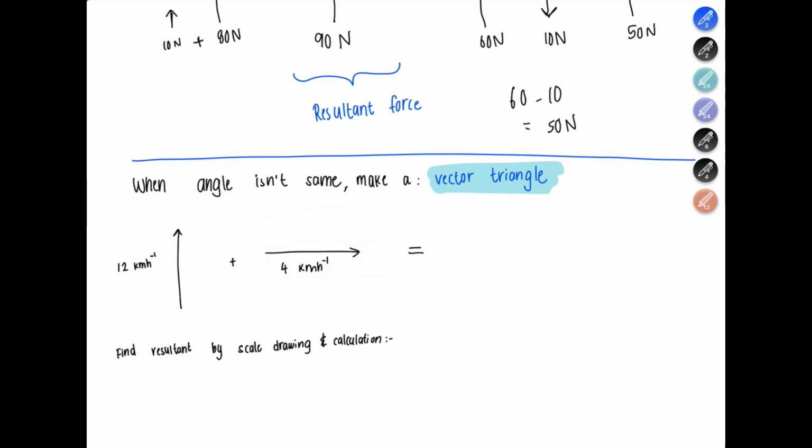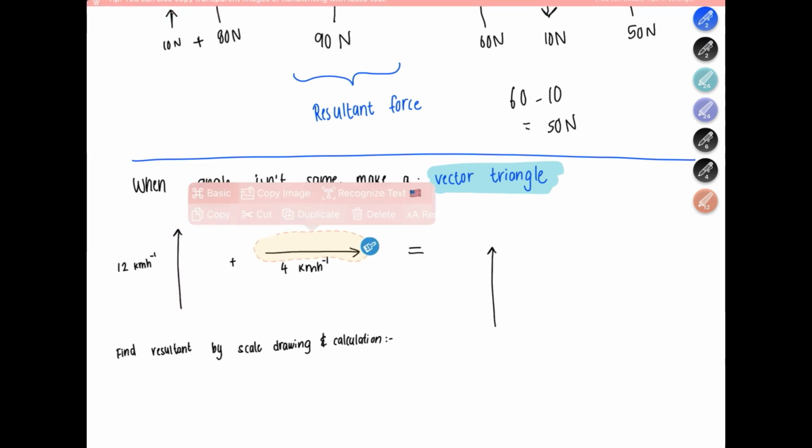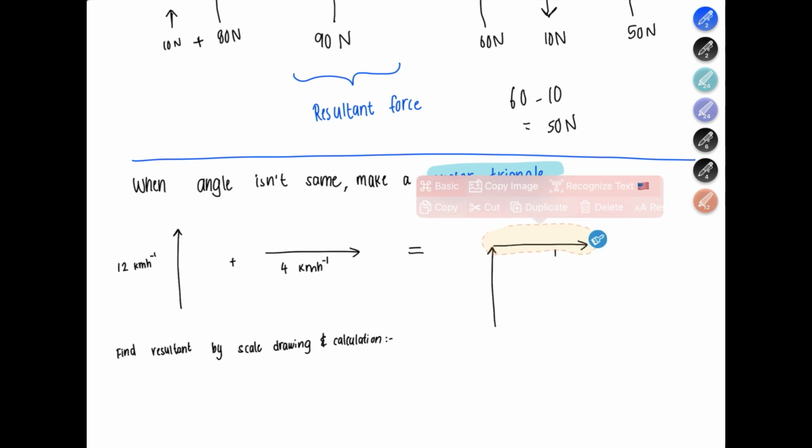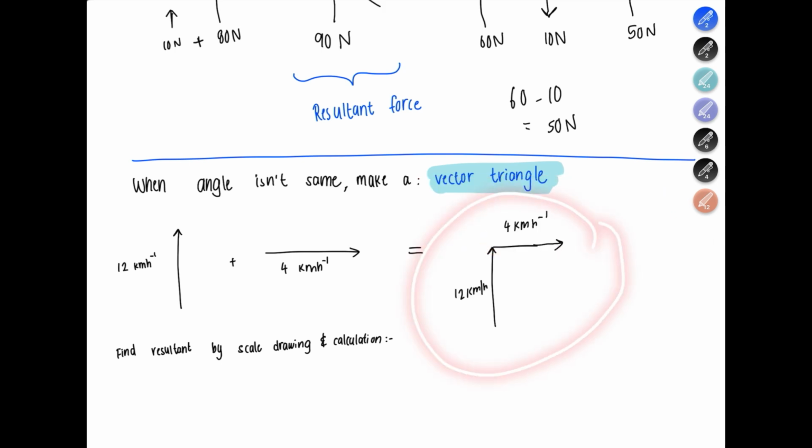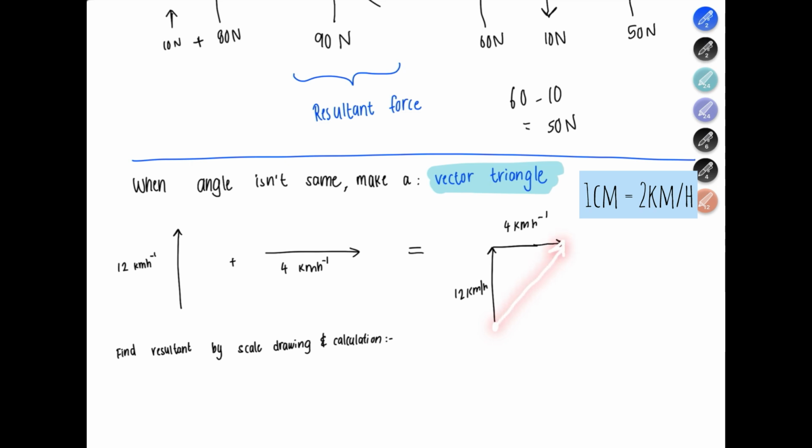What do you do? You basically have to draw the first one, then draw the second one like this. This is not drawn to scale. When you are drawing your vector triangle, make sure you use a ruler to actually draw it. You also have to draw a scale. The resultant is going to be from the starting point to the final point, from here to here, and this is going to be the resultant velocity.